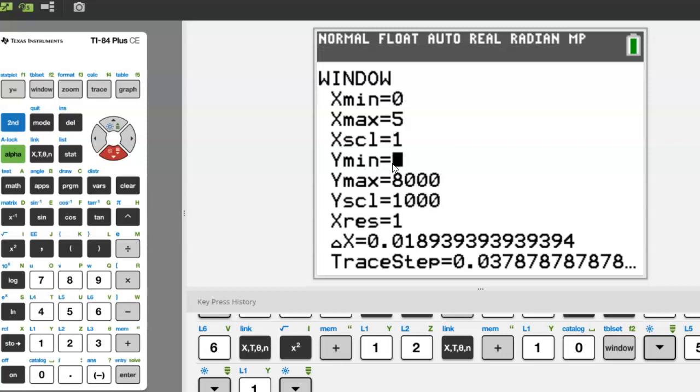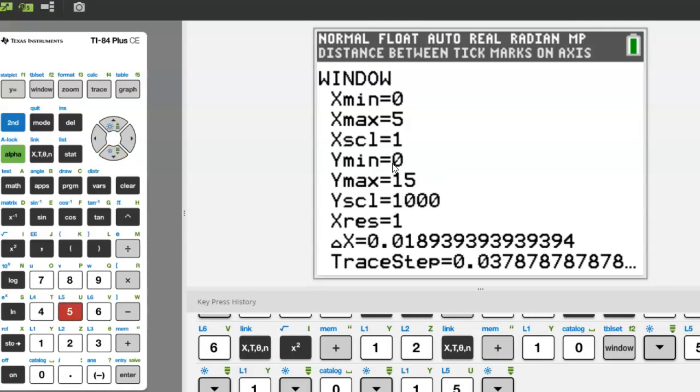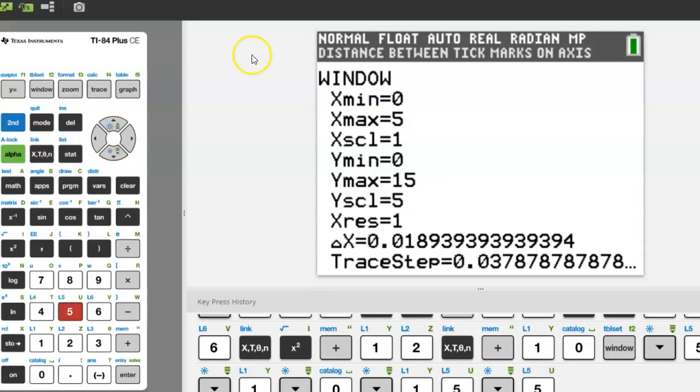For my y minimum, we'll go from 0. From our table, we could see that it goes from 10 to almost 12 to 12, and then it goes back down again. So I'm not going to have to go any higher than 12. I'll just put in a y maximum of 15. Again, we can count by 5s on the y-axis. Let's see what our graph looks like.